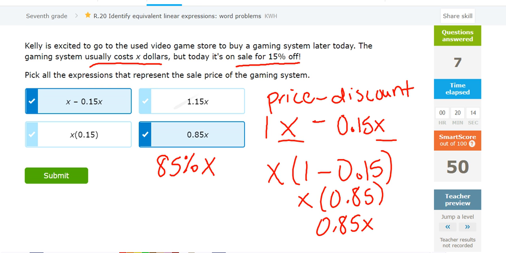This one is wrong because 1.15x is wrong because that is adding to the price. And this one fails to consider the original price.